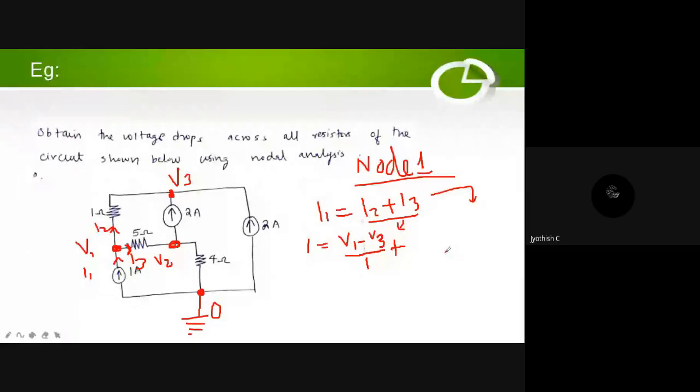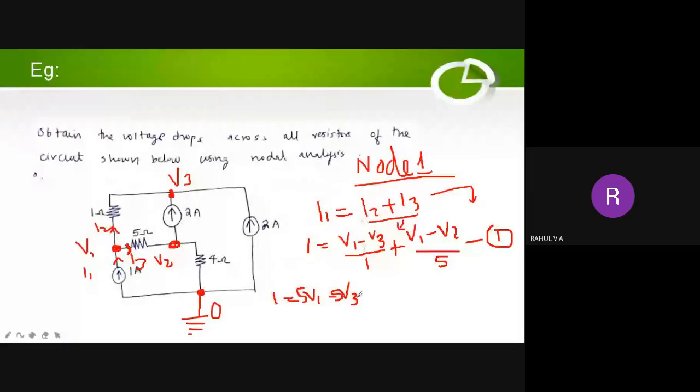V1 minus V2 by 5. V1 minus V2 divided by 5. So this is your equation 1, or you can further simplify. How to simplify this one? 1 is equal to V1 minus V3, or you can write it as 5V1 minus 5V3, because we cross multiply with this 5, plus V1 minus V2, all divided by 5.